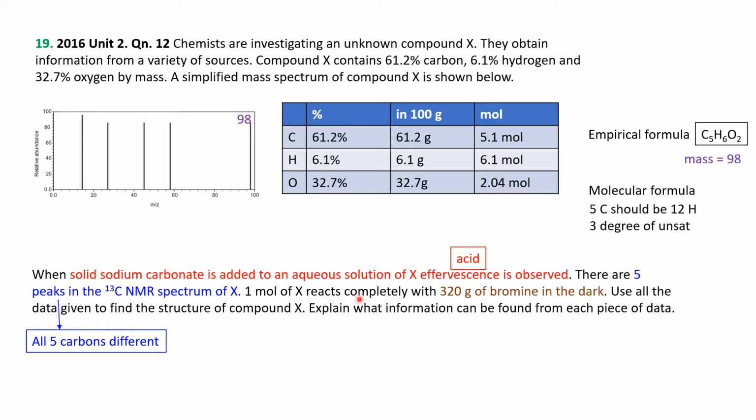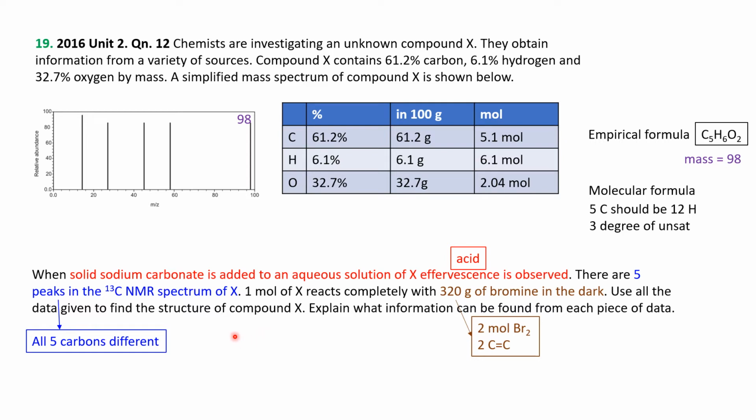1 mole of X reacts completely with 320 grams of bromine in the dark. Well, 320 grams of bromine is 2 moles of bromine, so that's 2 carbon-carbon double bonds. So remember, we had 3 degrees of unsaturation. 1 of those is the carbon-oxygen double bond in the acid, and the other 2 come from carbon-carbon double bonds. In other words, there's not a ring in this compound. All the degrees of unsaturation are due to double bonds.